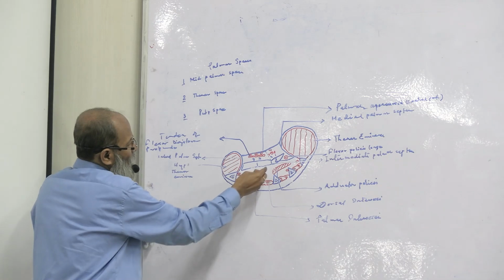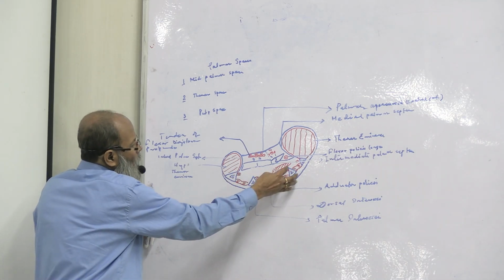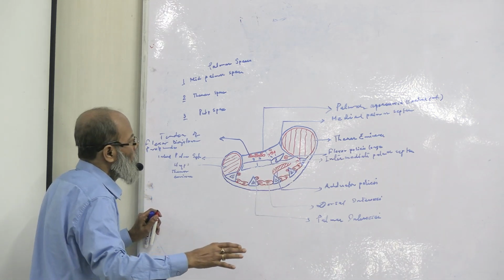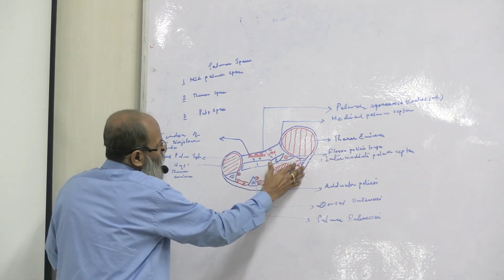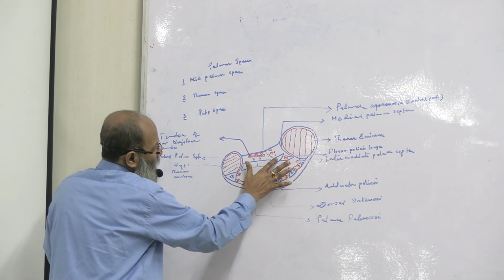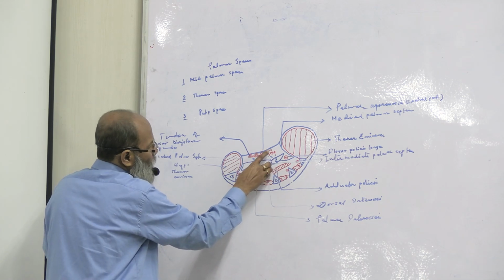Behind there is adductor pollicis together with a slit-like space with the first dorsal interosseous.